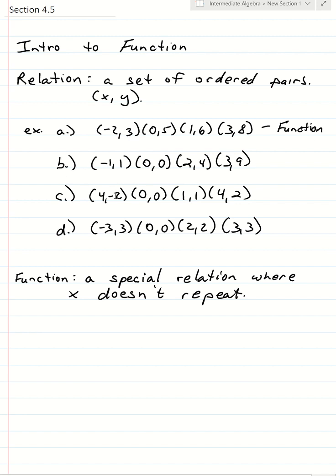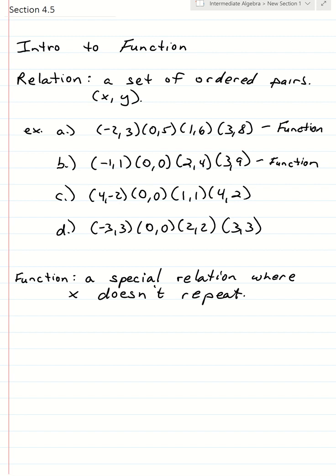Let's take a look at example B, and we'll look at the x values. -1, 0, 2, and 3. All of the x values are different. Never does the x value repeat. Therefore, once again, it is, in fact, special enough to be considered a function.